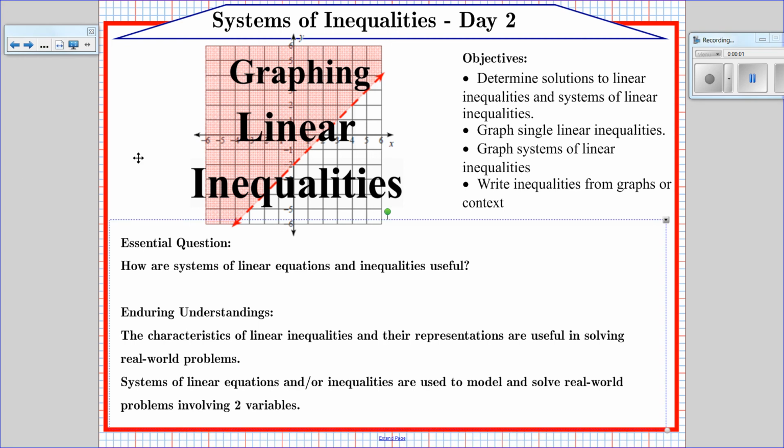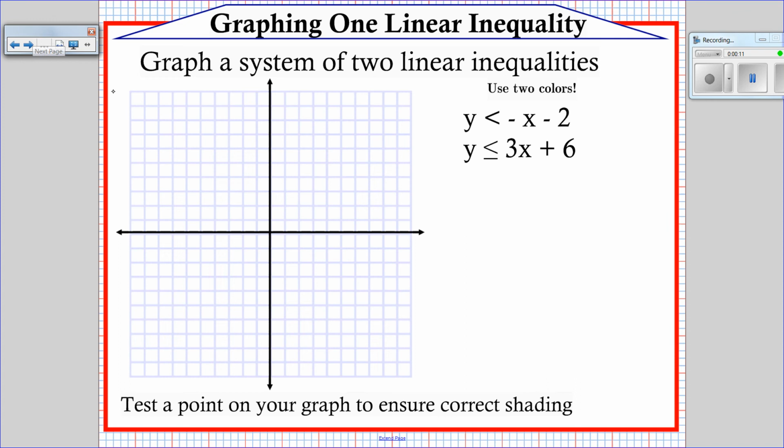Hi everybody, this is a video on systems of inequalities. In this video we're going to talk about how to graph systems of linear inequalities. A system of linear inequalities is when you have two linear inequalities that you're going to consider at the same time. So we're going to start by graphing and shading these linear inequalities one by one.